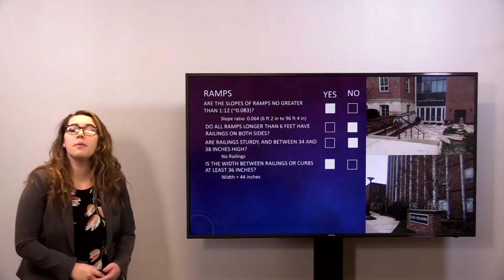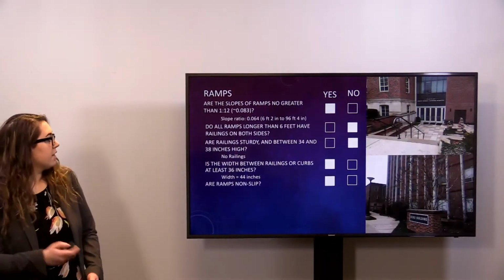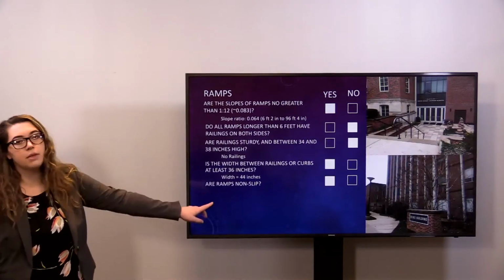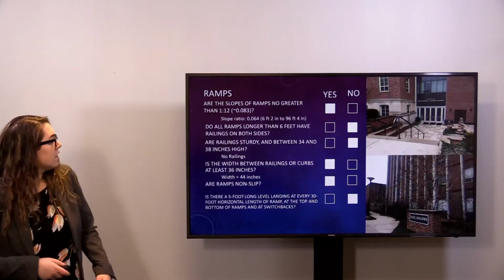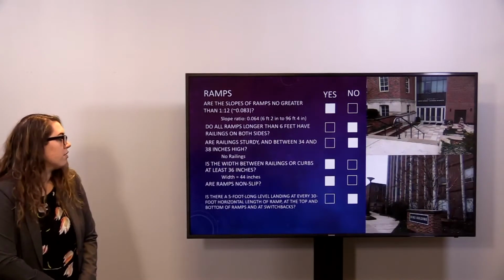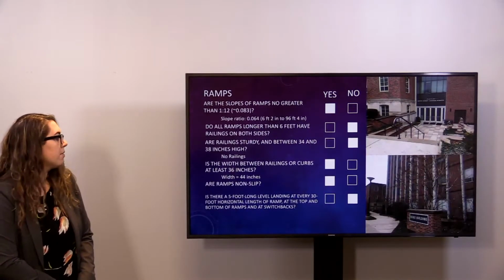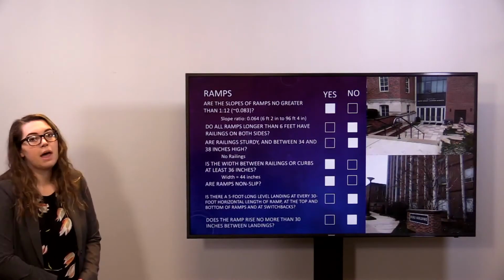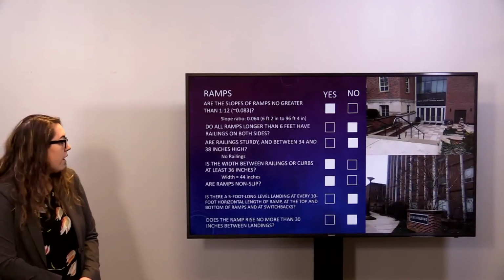The width between the curb is 44 inches, so this passes. The ramps are slip resistant, they're concrete, and at the beginning it has divots. And then, is there a 5 foot long landing every 30 foot horizontal length of the ramp at the top and bottom of the ramps and at the switchbacks? So there are no landings or switchbacks, so that one is a barrier as well.